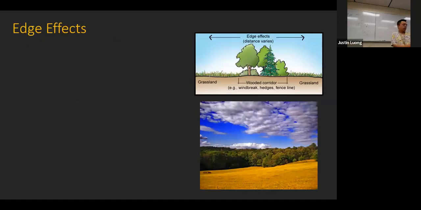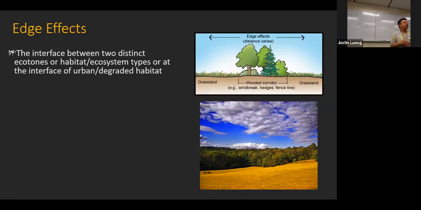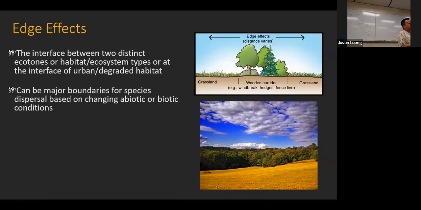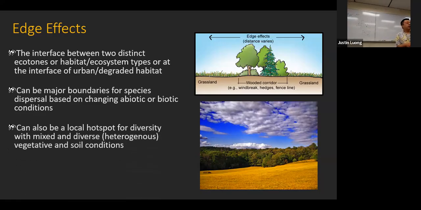Edge effects is a pretty important concept. It is essentially the interface between two distinct ecotones or habitats or ecosystems, whatever you want to call them, or, again, these are just basically two different types of habitats, urban and degraded. And the edge effect is strongest, of course, at the very edge, and then it weakens as you go further out. Edge effects can be major boundaries for specific dispersal mechanisms based on changing abiotic and biotic conditions. It can also be a local hotspot for diversity because it sometimes can be more heterogeneous than other areas.